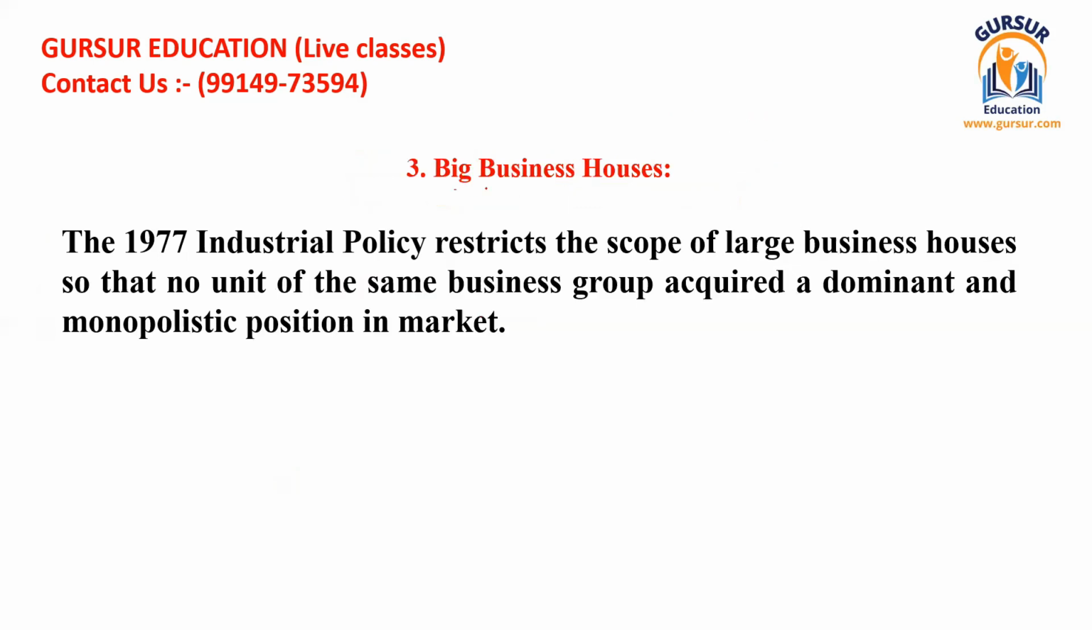Then the third one, big business houses. Okay, so they also suggested big business houses. Who suggested the industrial policies? 1977. So the 1977 industrial policy restricts the scope of large business houses so that no unit of the same business group acquired a dominant or monopolistic position in the market. So it was prohibited.